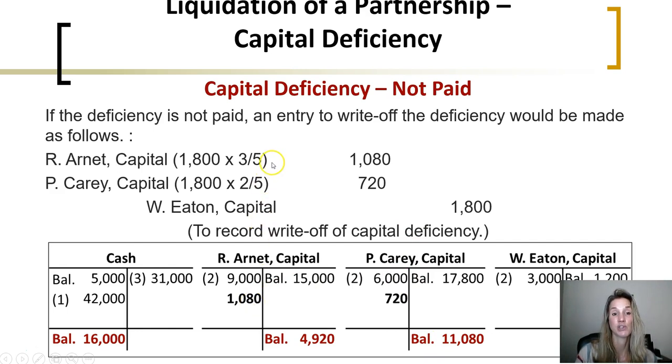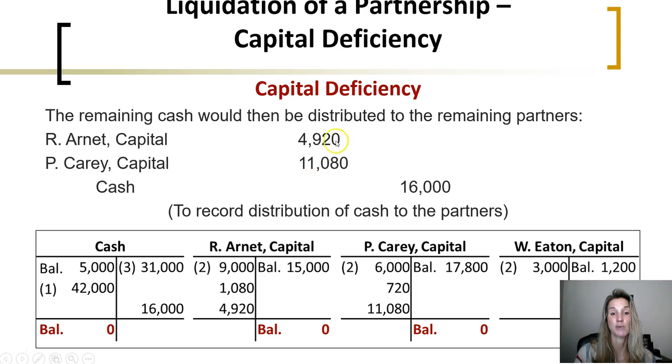So here the deficiency is split up 3/5 to Arnett and 2/5 to Carrie, decreasing their capital accounts by the amount of the deficiency, resulting in less cash to be distributed at the end. The cash that would be distributed would only be $16,000, decreasing the partnership's cash and clearing out the owners' capital accounts.